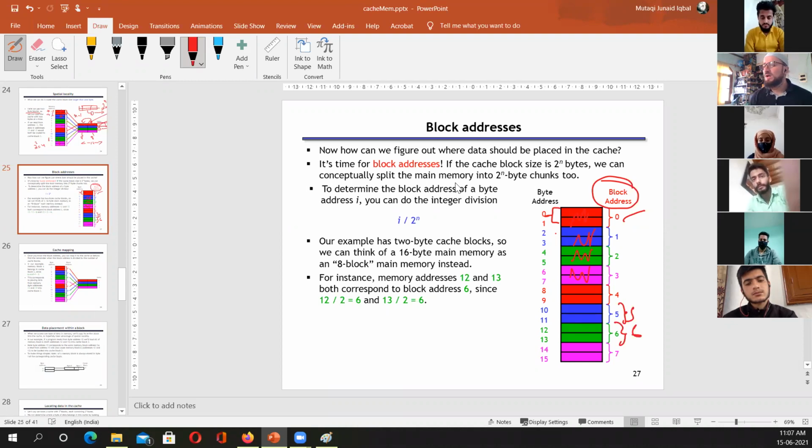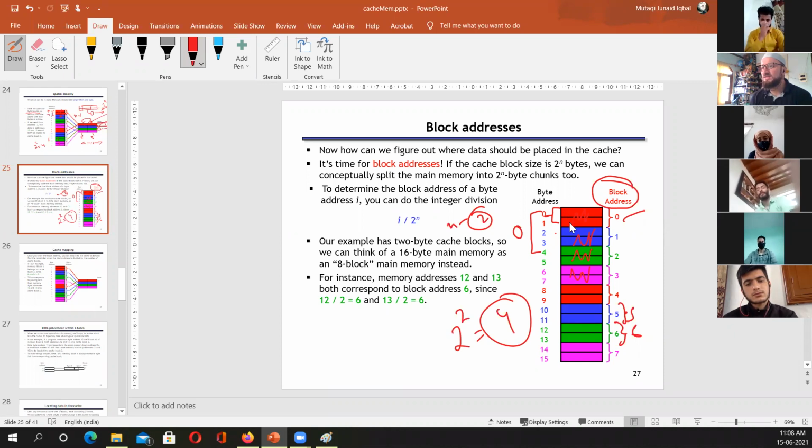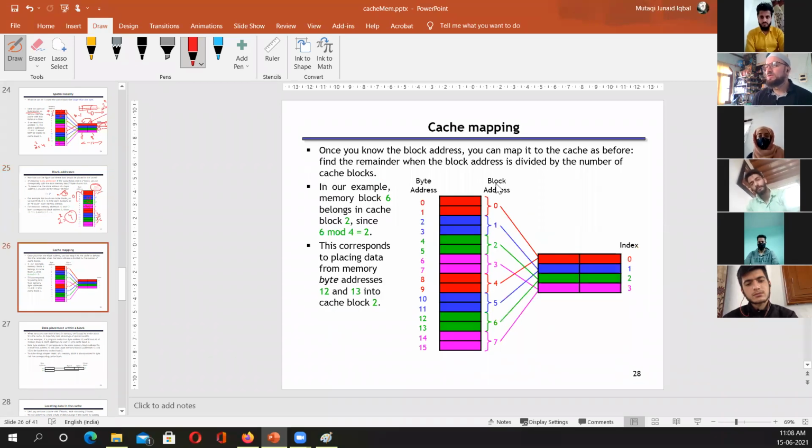If I had n as 2, then I would have 2 raised to the power 2, that is 4 blocks. That means 0, 1, 2, 3, 4 would all go into block 0. Right now I am having only 2 bytes as 1 block. So it is a 2 byte block. Okay, this will become clear here. So this is block address 0 for both of them, and they go to this block.